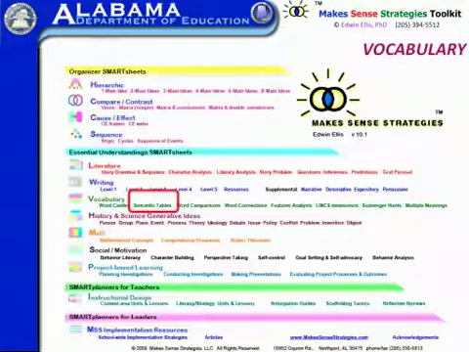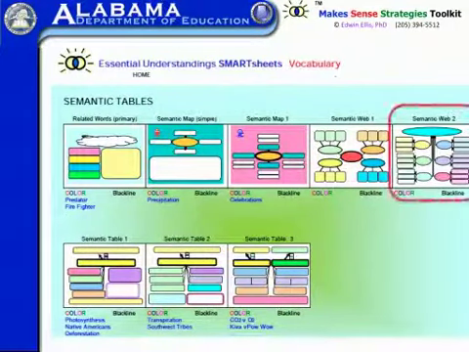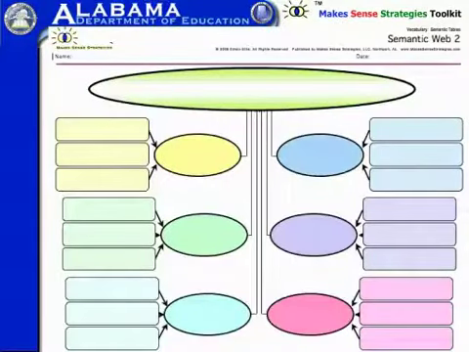We're going to take a look at semantic tables for a second. So if you click on that, it will open this page. And there are a number of these that are really designed for younger students, and then as you move through them, they get increasingly more complex and sophisticated. And since we're talking about grades 6 through 8, we'll just take a look at the semantic web. Basically the way this works is you have a term, and then these are words related to that term, and then these are words related to that word.